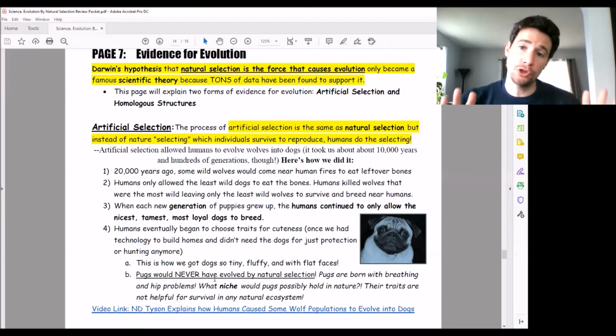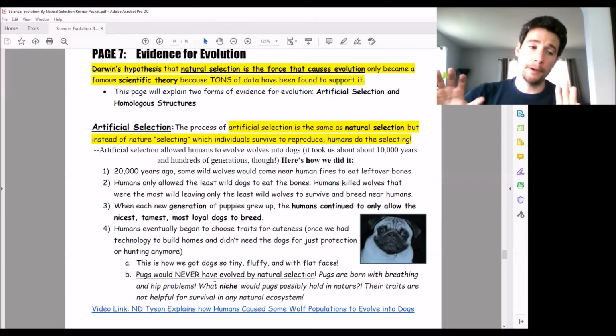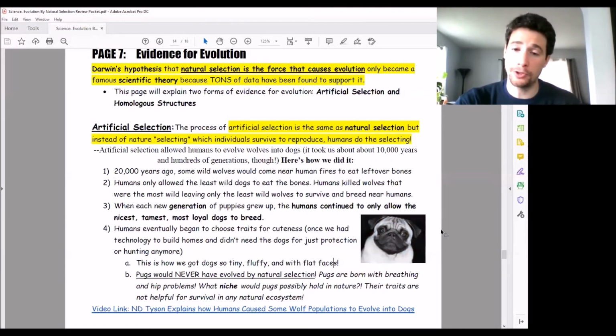There's no reason for evolution to push or to drive the dogs to look like pugs or to act like pugs, because it's not beneficial for their survival to be super cute. It's just a trait that we liked. And so we caused the evolution of dogs to have things that were not really natural.